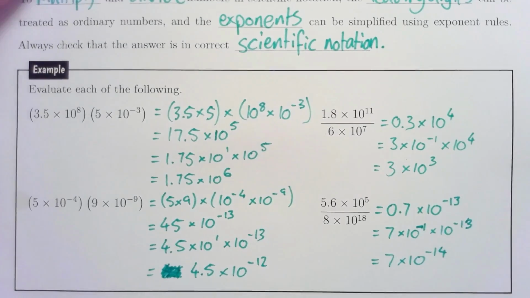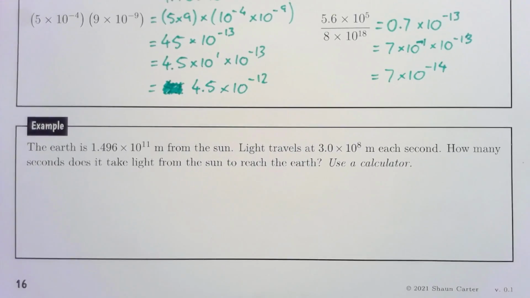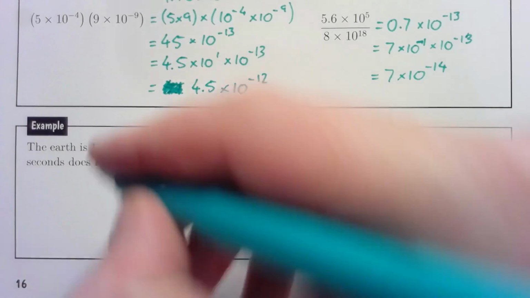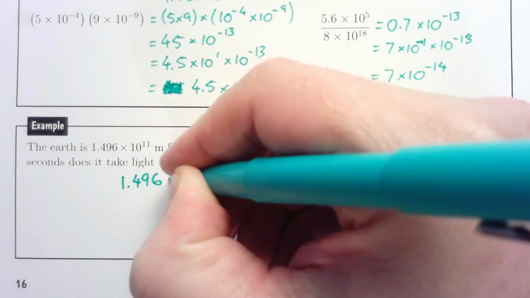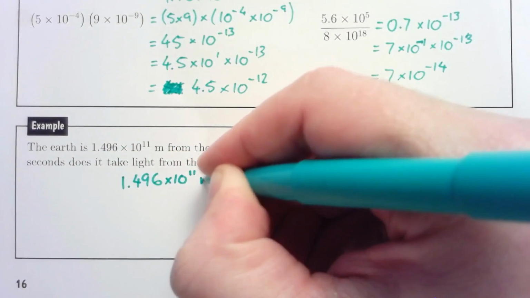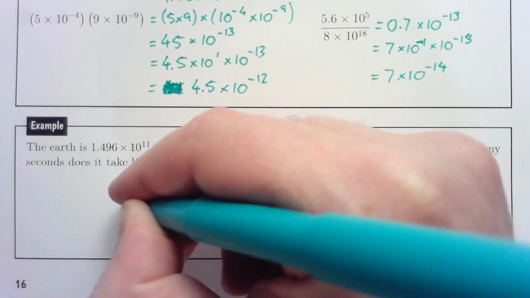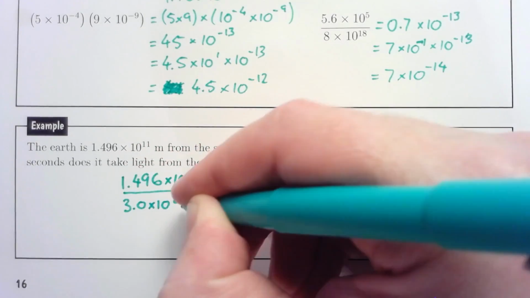Let's look at a more practical example, using actual values that a scientist might have to deal with. The Earth is 1.496 times 10 to the power of 11 meters from the Sun. Light travels at 3.0 times 10 to the power of 8 meters each second. How many seconds does it take light from the Sun to reach the Earth? So we can write this as division. 1.496 times 10 to the power of 11 divided by 3.0 times 10 to the power of 8.